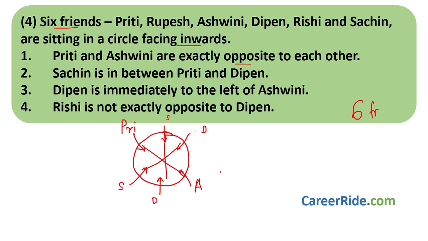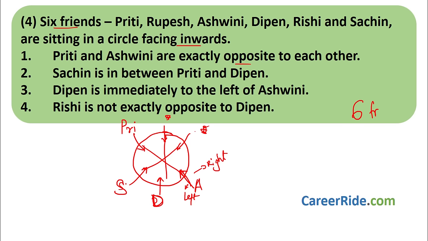Now Dipen is immediately to the left of Ashwini. This is Ashwini. Ashwini is facing inside. For Ashwini, if Ashwini is facing inside, right hand side is this, left hand side is this. This is left, this is right. So Dipen is to the immediate left of Ashwini. So Dipen will be here. So cancel this and this. Sachin will be here.